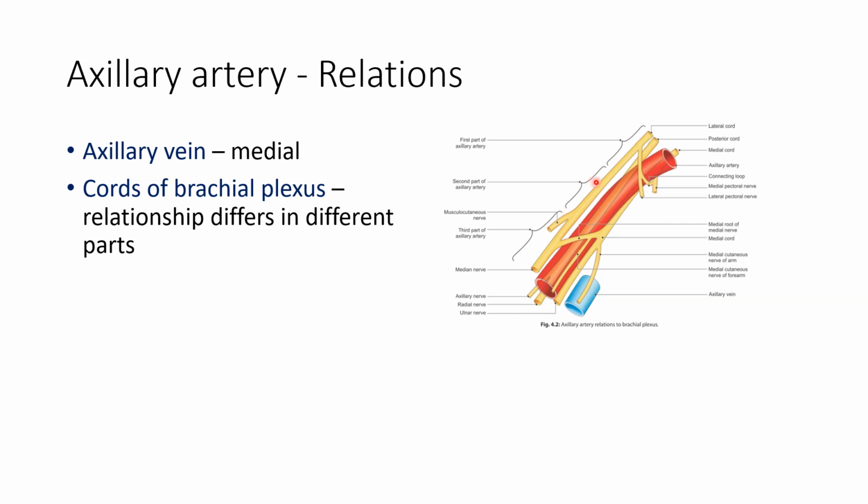Then coming to the second part, the lateral cord is lateral, the posterior cord is posterior, the medial cord is medial. Coming to the third part, the branches of the lateral cord are lateral to it, and you can see the musculocutaneous nerve, and then the branches from the medial cord are medial to it. You can see the medial cutaneous nerve of the forearm, and then the ulnar nerve will be between the axillary artery and vein, whereas the medial cutaneous nerve of the arm will be medial to the axillary vein.